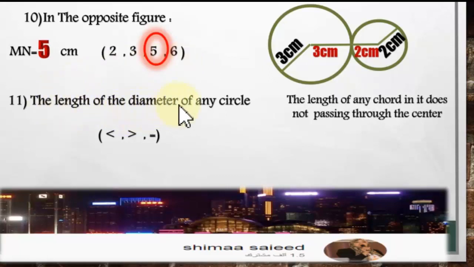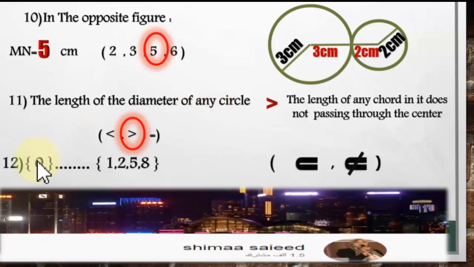The length of the diameter of any circle is greater than the length of any chord in it that doesn't pass through the center, because the diameter is the longest chord passing through the center of the circle.